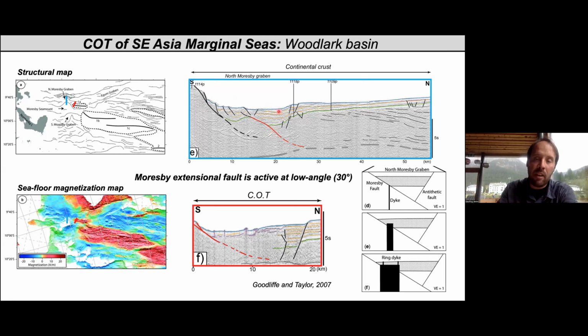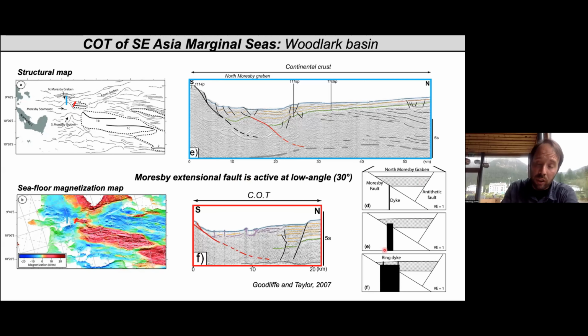And it delimits a graben, the North Moresby Graben, where the crust is seen thinner, less than 15 kilometers over 20 kilometers. Now, if I just move further east, then we are at the first breakup, or the first segment that breaks at the moment. And here we can see similar geometries: low-angle normal faulting, and evidence of dikes and syn-rift magmatism that lead to continental breakup and initiation of seafloor spreading.